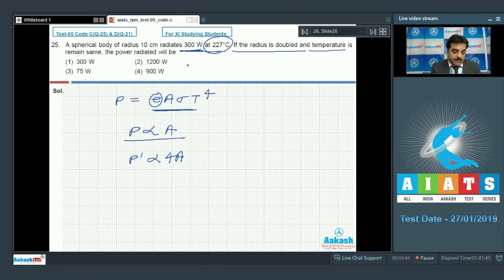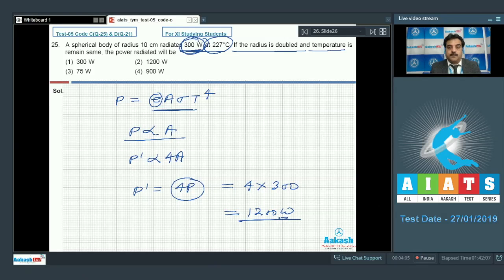So the initial value that is given to you is 300 watt. Let's see, it will be 4 times, so we can solve easily. P dash is equal to 4 times the initial radiated power. So 4 into 300. So you can save your time like that. When you calculate, we'll get 1200 watt. So my option number 2 will be the right choice. Let's move on to question number 26.